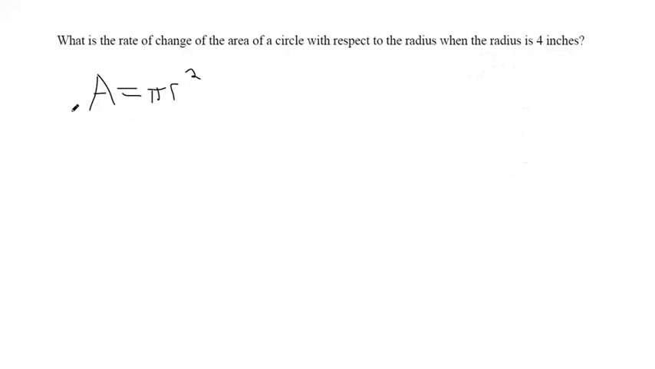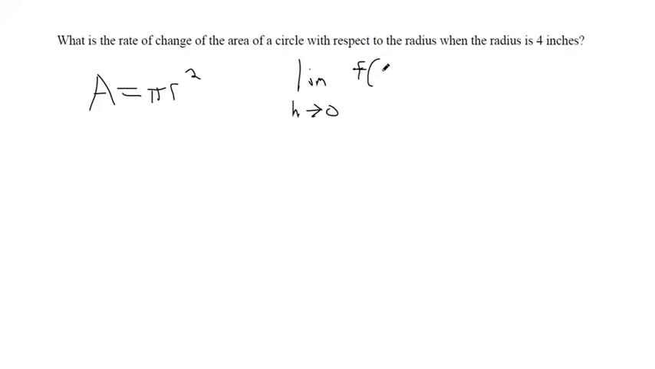When the radius is 4 inches, that means we want to know the instantaneous rate of change of the area when r equals 4. So to do that, we want the instantaneous rate of change formula. Limit as h approaches 0. This is one of the two that are primarily used, okay? And if you haven't seen this before, you'll want to check out a different video where I introduce this formula.